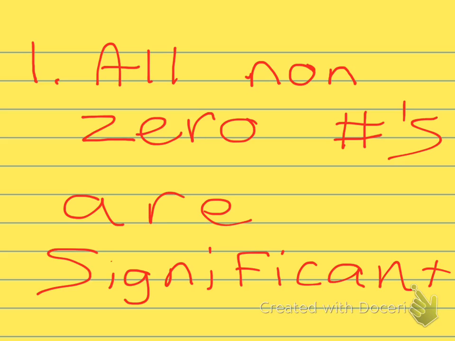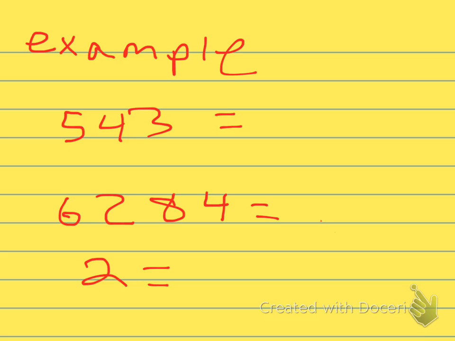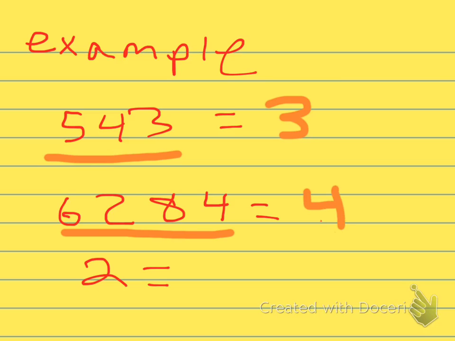So first rule is all non-zero numbers are significant. Examples of that would be what you see here. We have 543. None of those are zeros, so all of them are significant, so there are 3 sigfigs. Next number is 6,284. They're all non-zeros, so there's 4 sigfigs there, 4 non-zero numbers. And the last one is just the number 2. There's no zeros, so that 2 is significant.